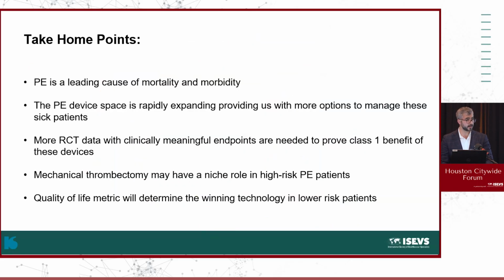Take-home points: PE is the leading cause of mortality and morbidity. Lots of new toys. We need RCTs in order to find clinically meaningful endpoints, prove class 1 benefit, and be able to better advise our patients.